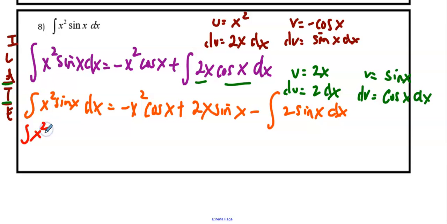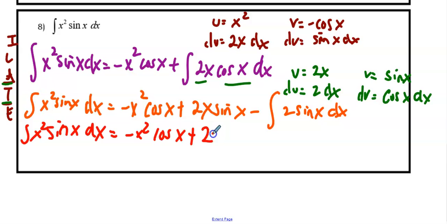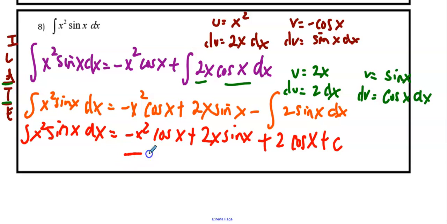So the integration of x squared sine of x dx is going to be equal to negative x squared cosine of x plus 2x sine of x. If I go and do minus 2, I can pull the 2 out, which would be negative 2, and then the integration of sine, which would give me a negative cosine, which would then change this to a positive 2 cosine of x, plus c. And this is the answer for this problem.